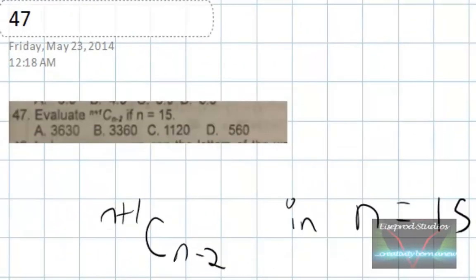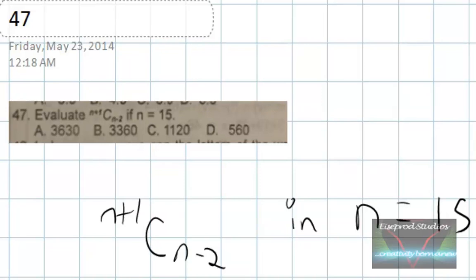Question 47 wants us to evaluate n plus 1, choose n minus 2, and then they give us n is equal to 15. So the first thing you want to do is just plug in 15. 15 plus 1 is 16, and minus 2 is 13. So now we have the problem 16, choose 13.